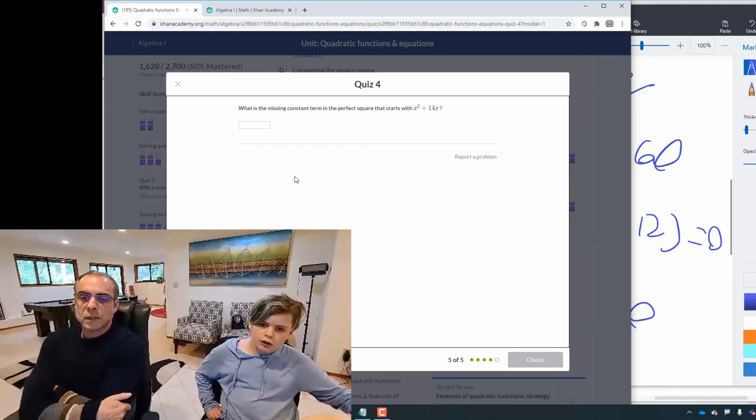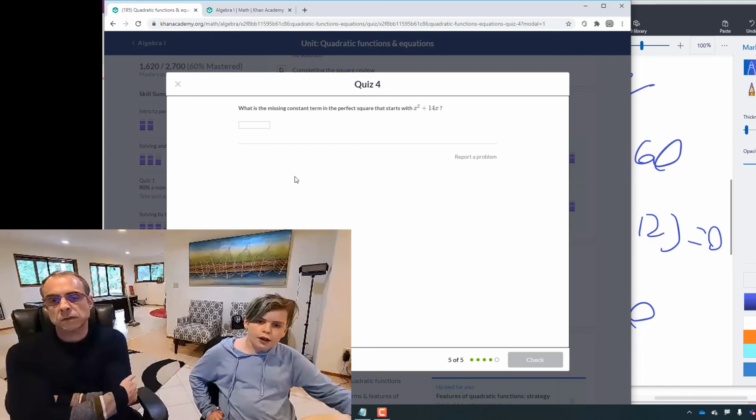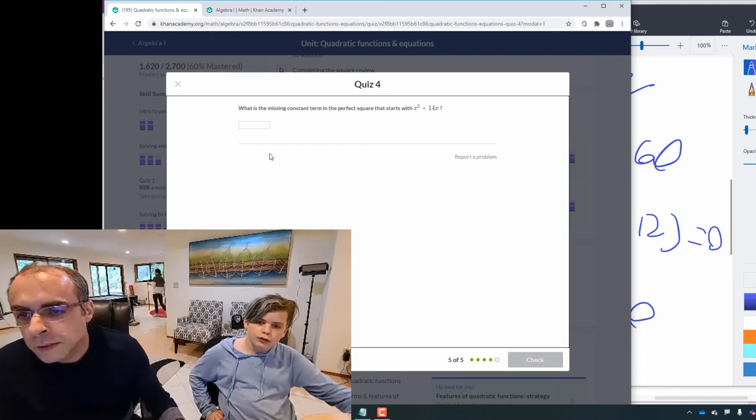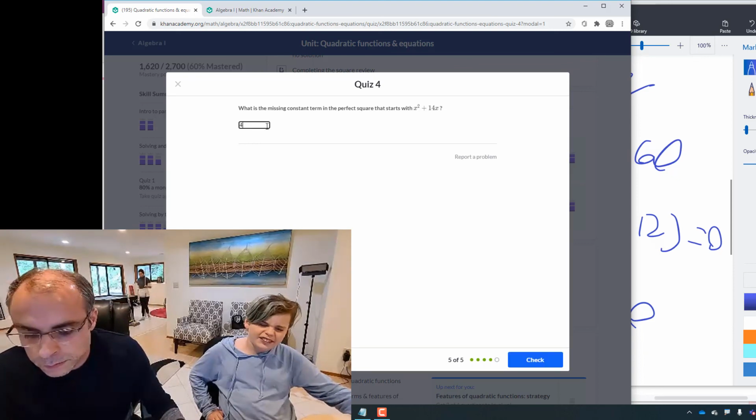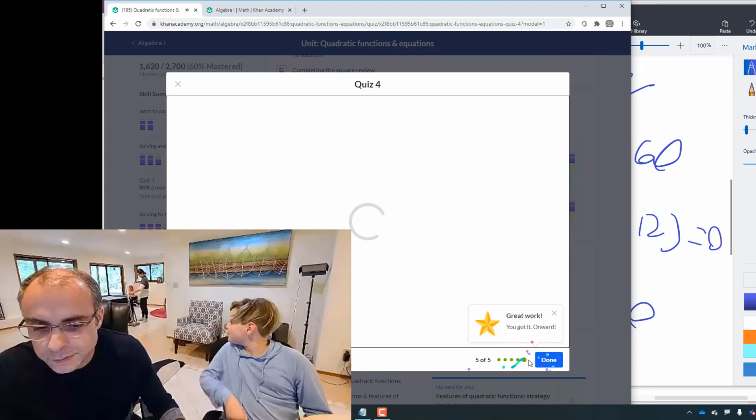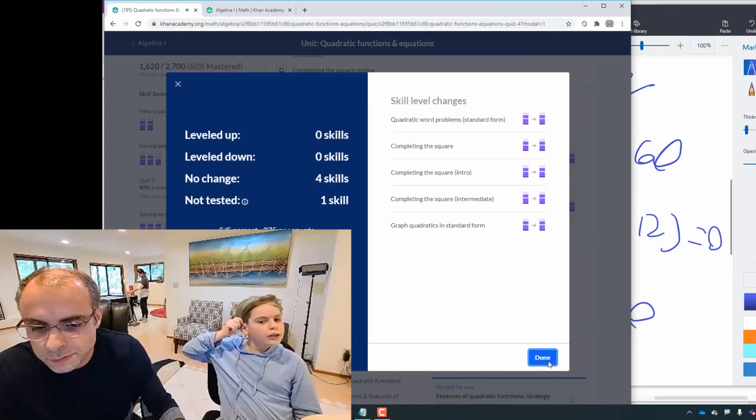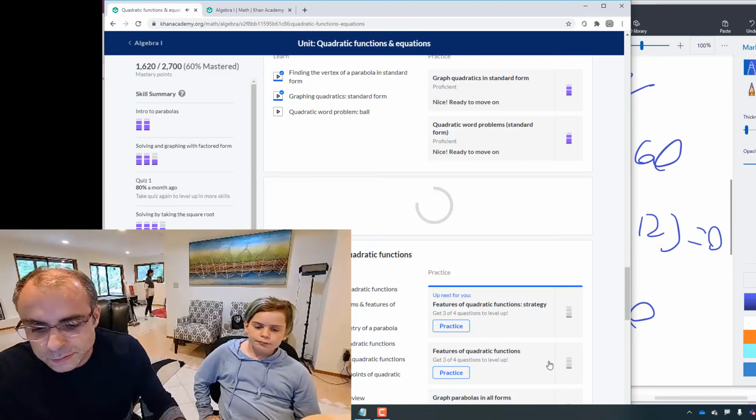What's the missing constant term in the perfect square? 49. Correct. Good job. Okay.